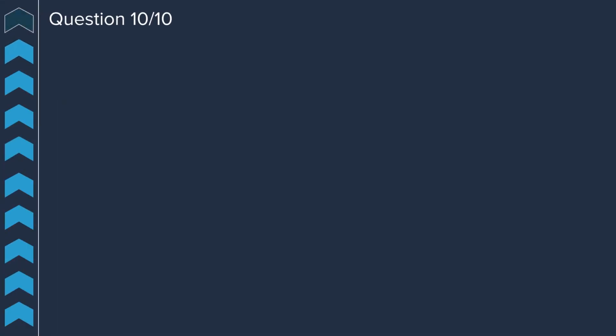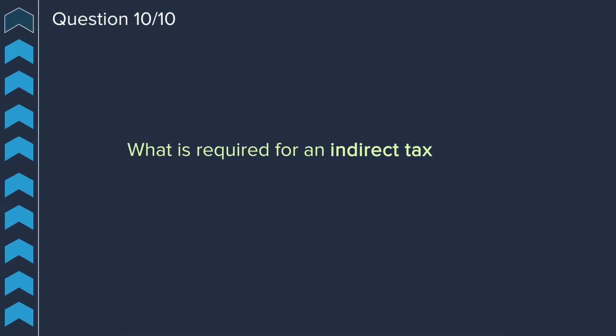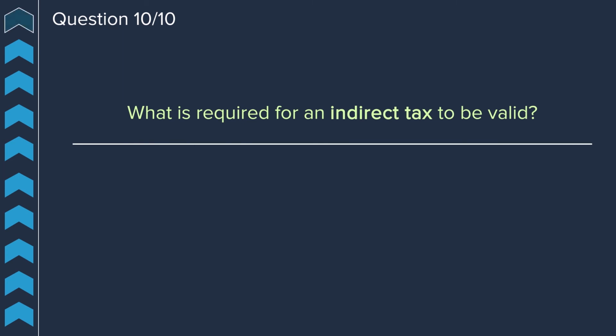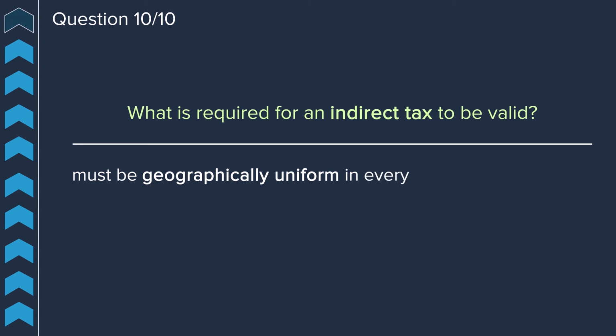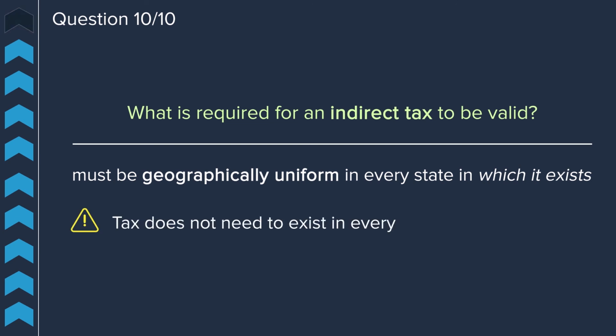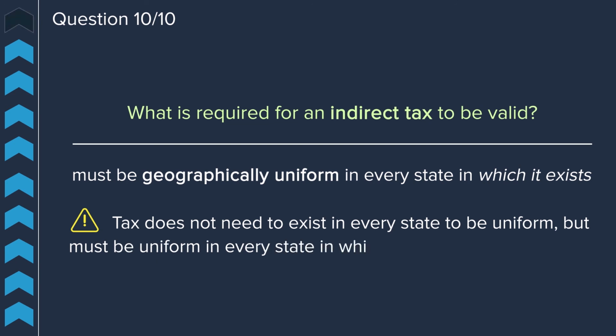Question 10. What is required for an indirect tax to be valid? In order to be valid, an indirect tax must be geographically uniform in every single state in which it exists. Remember that it does not need to exist in every state, but it must be uniform in the states in which it does exist to be valid.